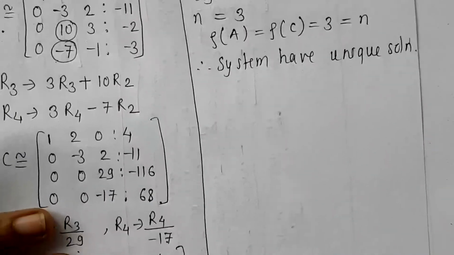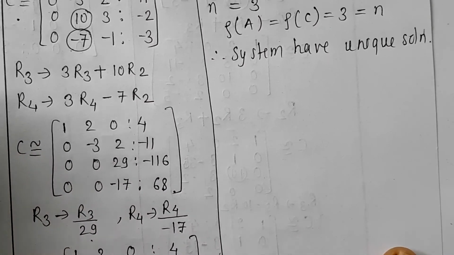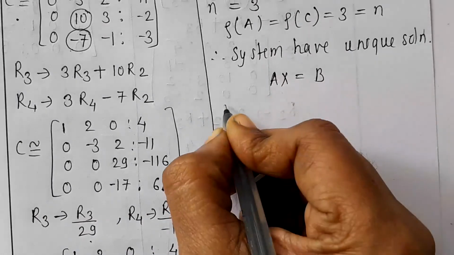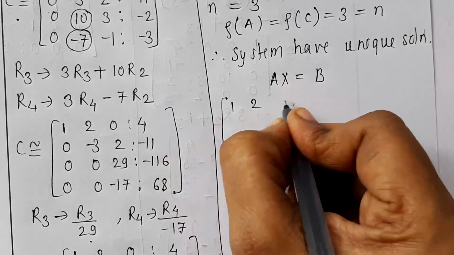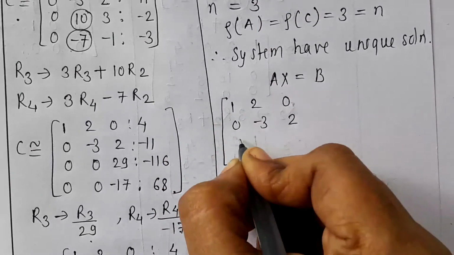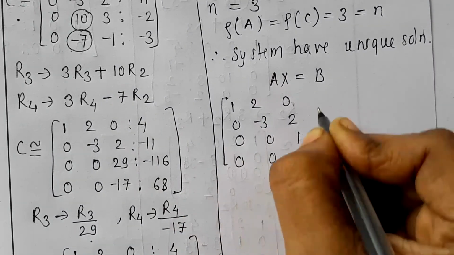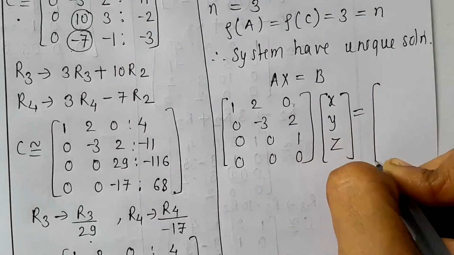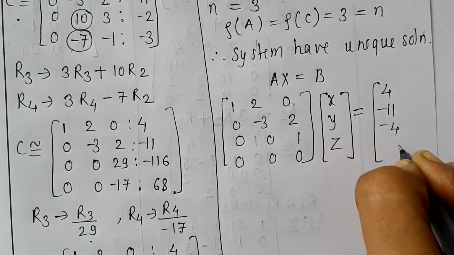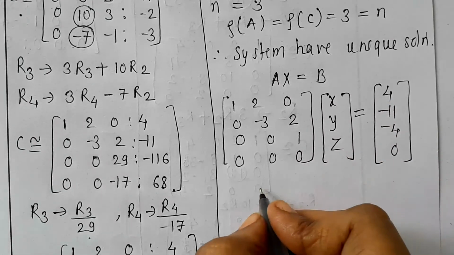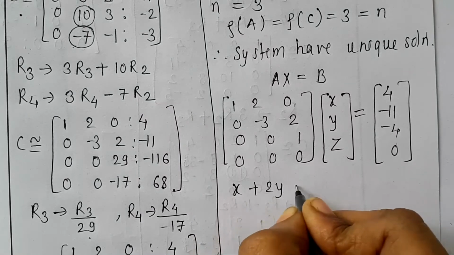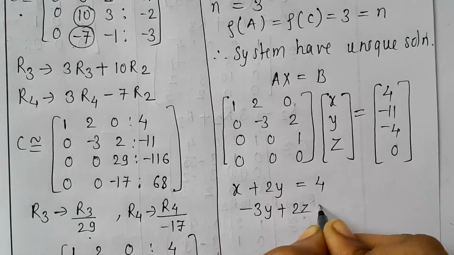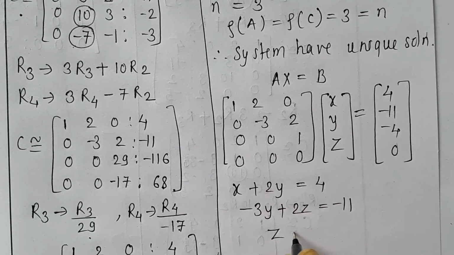Unique solution. Now to find that unique solution, we need to write it again in the form of a system, that is Ax is equal to B form. So Ax is equal to B. A matrix is 1 2 0, then 0 minus 3 2, 0 0 1, 0 0 0. This is the reduced A matrix. Then x, y, z, and it is equal to 4, minus 11, minus 4 and 0. Now equating both sides, multiplying it out, x plus 2y is equal to 4, the first equation. Second is minus 3y plus 2z is equal to minus 11, and third is z is equal to minus 4.